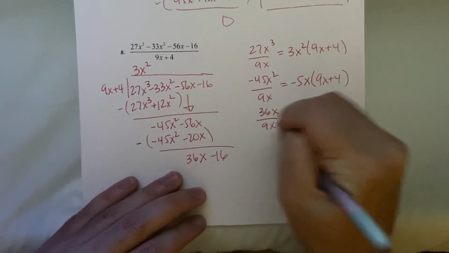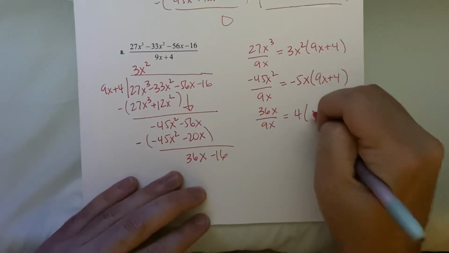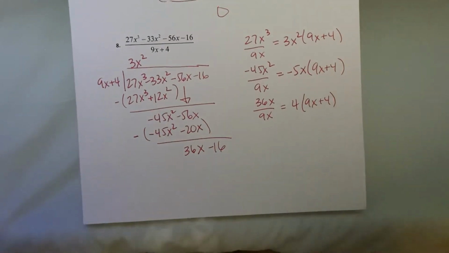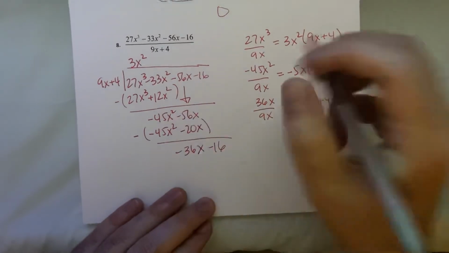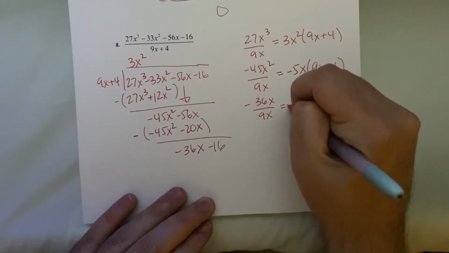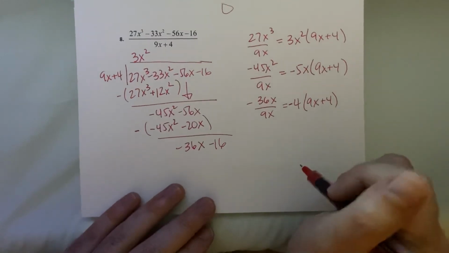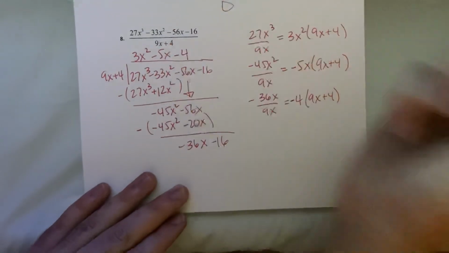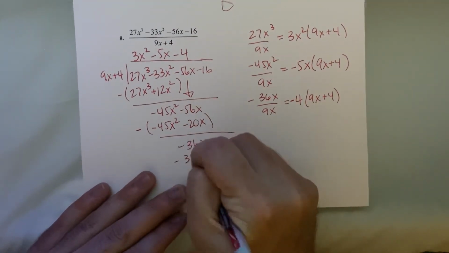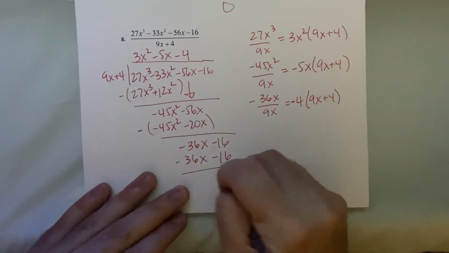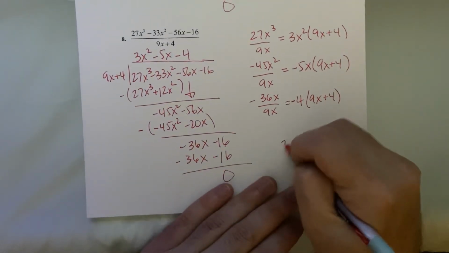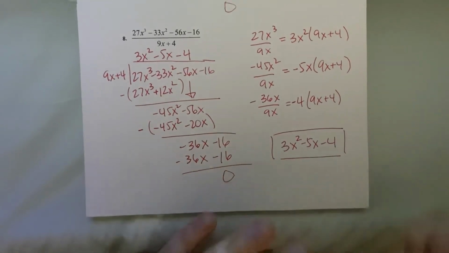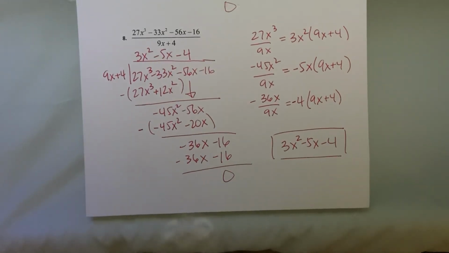36x divided by 9x is 4 times 9x plus 4. Oh, it's negative 36, so it's negative 36x divided by 9x, it's negative 4. So this is negative 36x. I need to put the minus 4 up here. That's negative 36x minus 16. Again, is 0. So my answer is 3x squared minus 5x minus 4. And that is all for this chapter, and this is the end of the first test material.